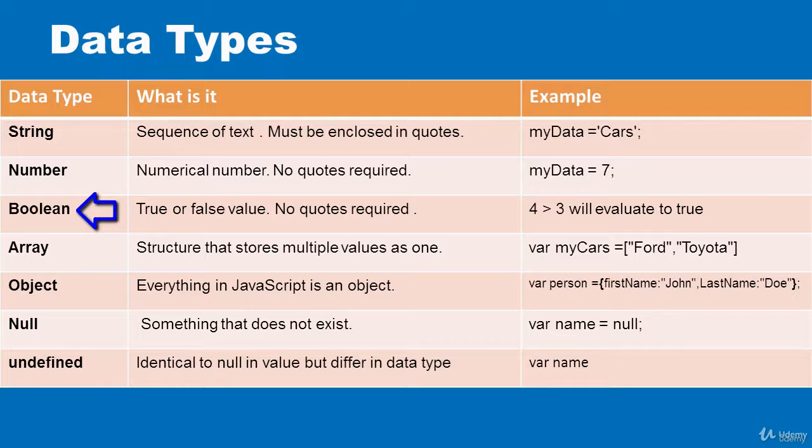The next data type I want to mention is called a Boolean. A Boolean basically represents two values. One can be true, the other can be false. And when you're using Boolean values, no quotes required.